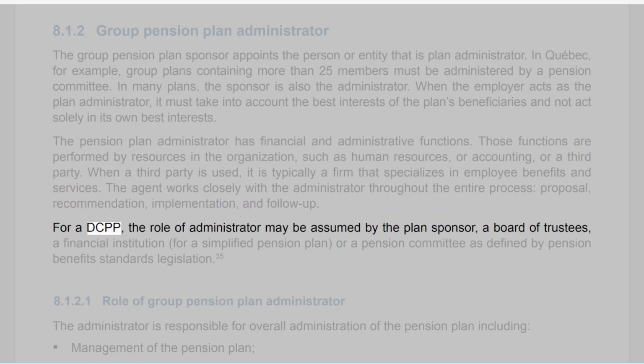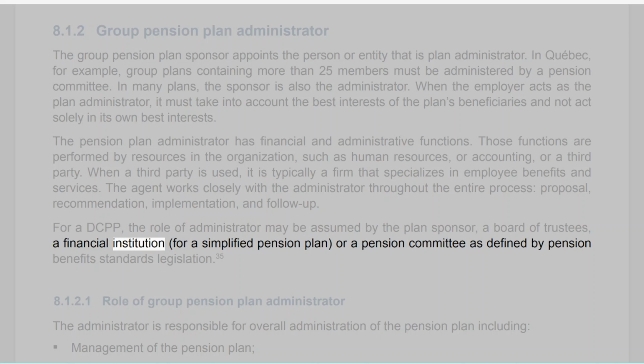For a DCPP, the role of administrator may be assumed by the plan sponsor, a board of trustees, a financial institution, for a simplified pension plan, or a pension committee as defined by Pension Benefits Standards Legislation.